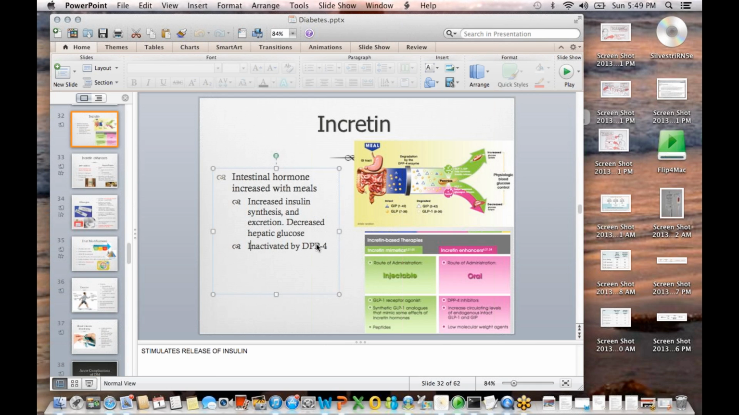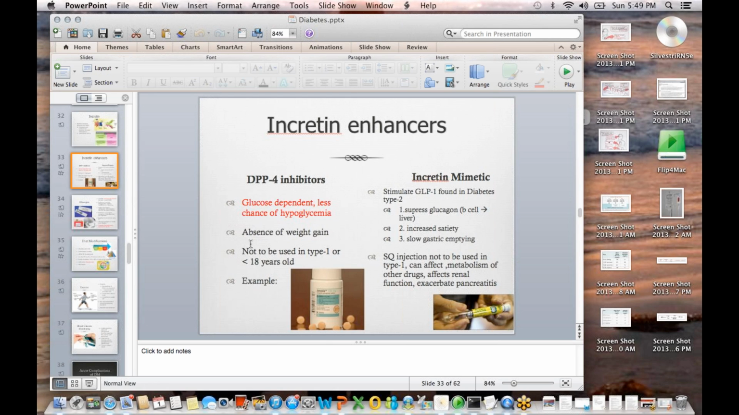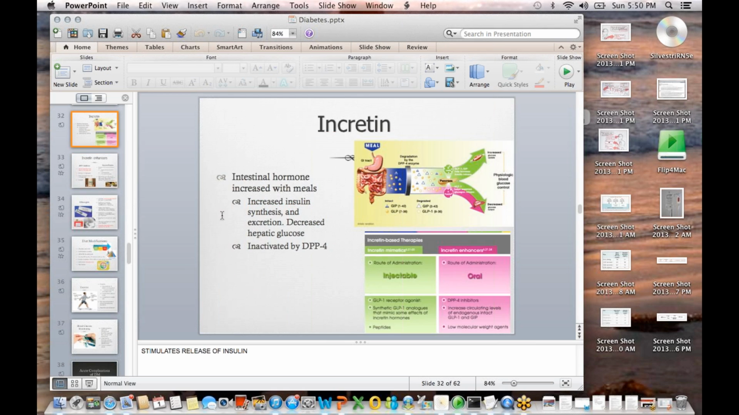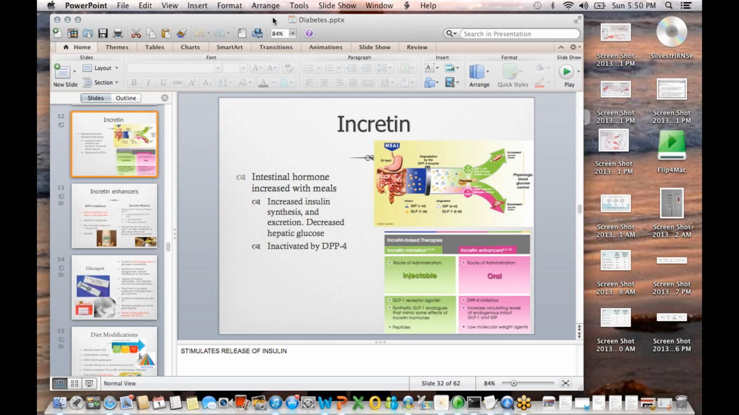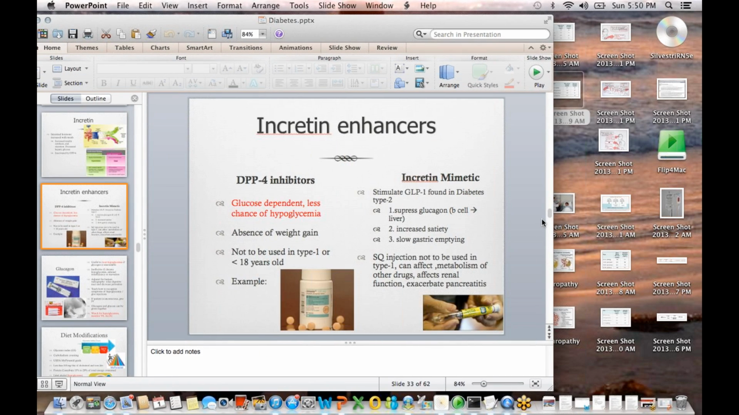Thiazide diuretics can potentiate hyperglycemia by inducing potassium loss, so just side notes to consider. Incretins are your intestinal hormones, increasing insulin synthesis and secretion. This one is inactivated by DPP4, which is why it's actually one of our treatments, your DPP4 inhibitors. And then your incretin mimetics simulate GLP-1 in type 2 diabetics, which is part of this over here.